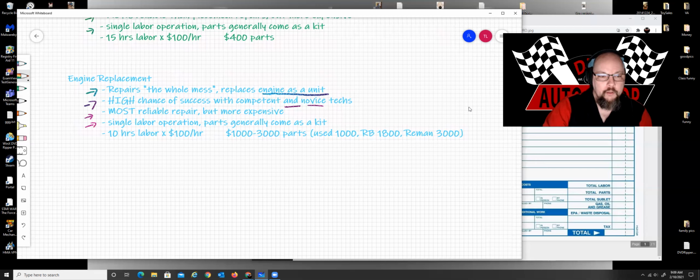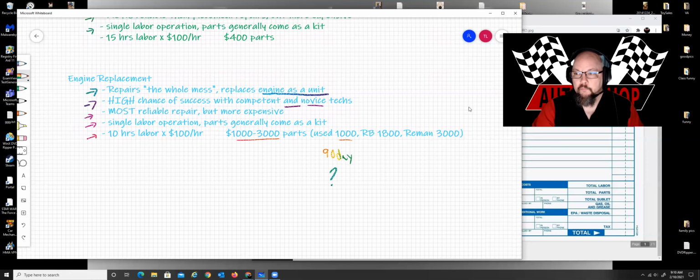I'll talk about that right now. Okay, so let's call it about 10 hours of labor at $100 an hour, but the parts are $1,000 to $3,000, depending on how hard you want to play, right? If you have a used unit from a junkyard or salvage yard, like LKQ or the like, you can find one for around $1,000. But maybe you're only going to get a 90-day warranty, and the quality of this engine and its survivability is very questionable, okay? So this is an option to help solve a lot of problems really quick, not causing too much trouble for the shop, but it is still a bit of a dice roll.